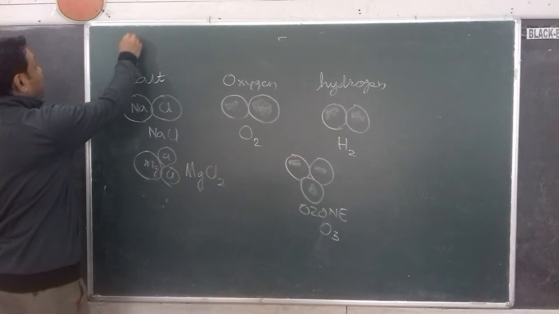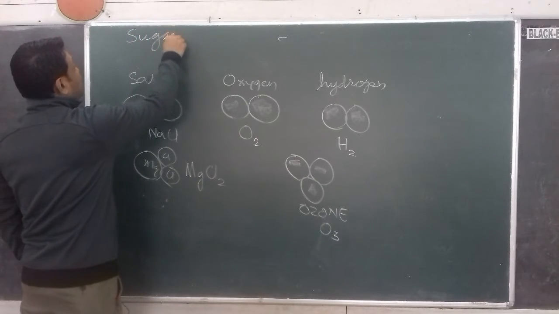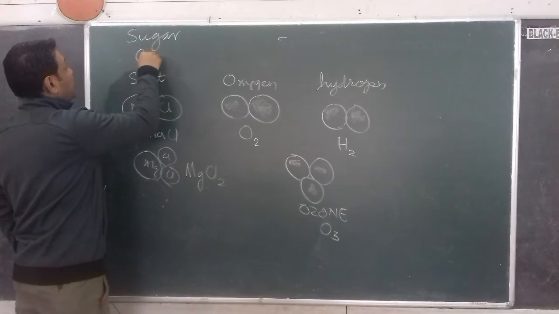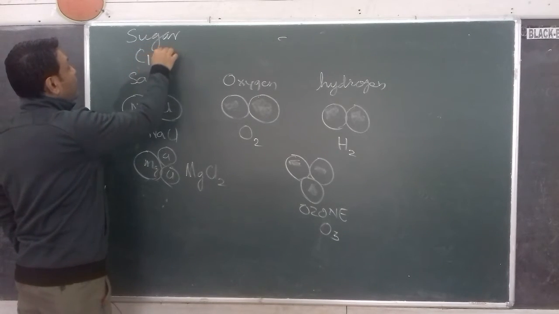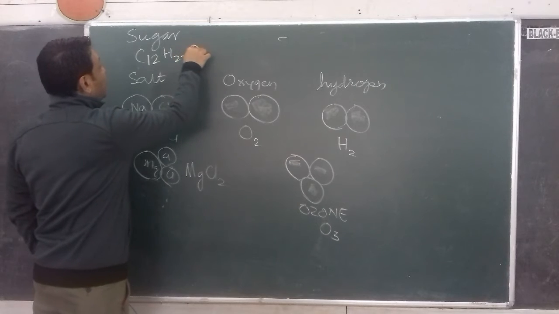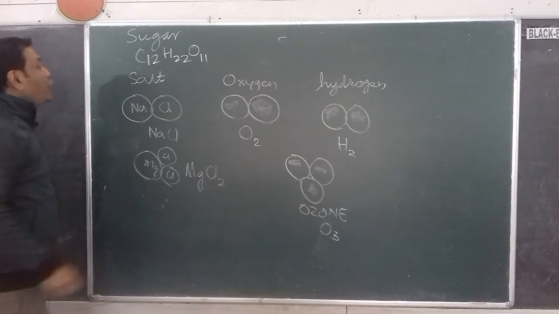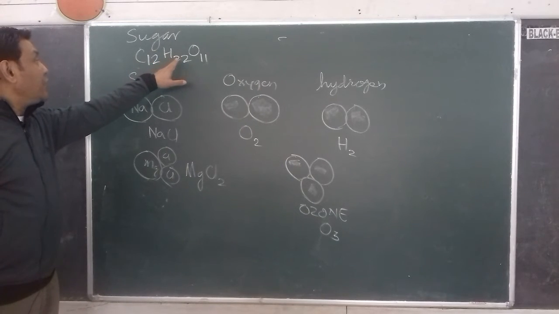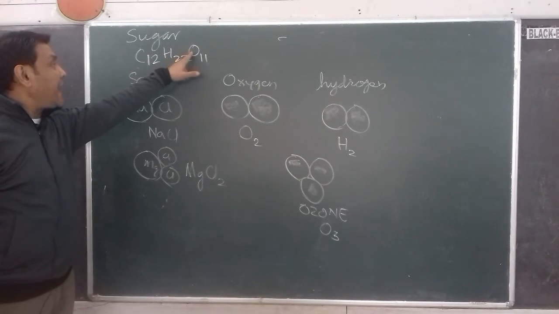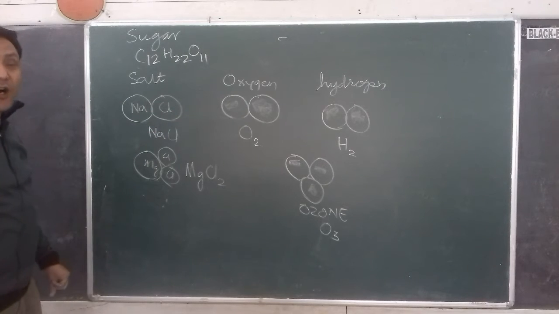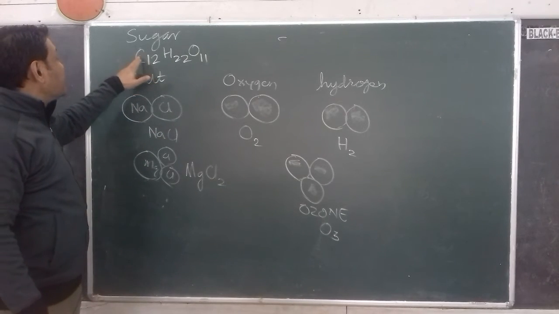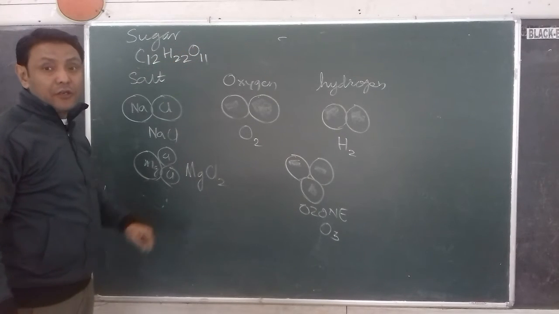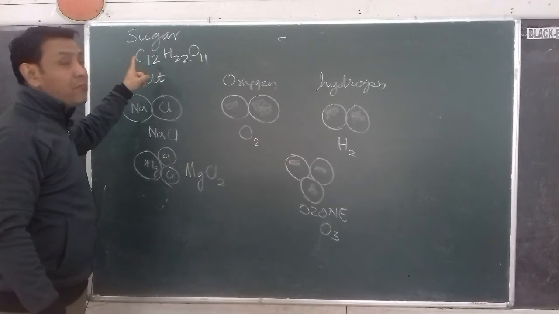For example, simple sugar. The formula is C12H22O11, which means 12 atoms of carbon, 22 atoms of hydrogen and 11 atoms of oxygen will combine to form one molecule of sugar.